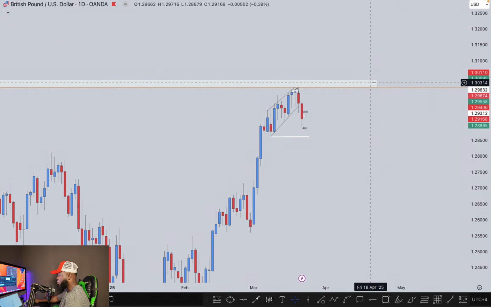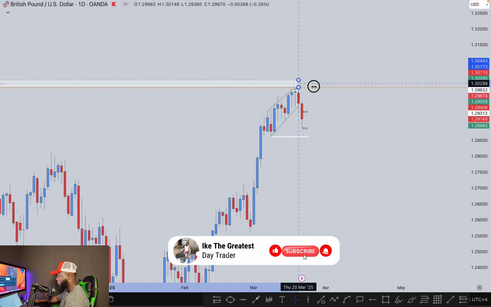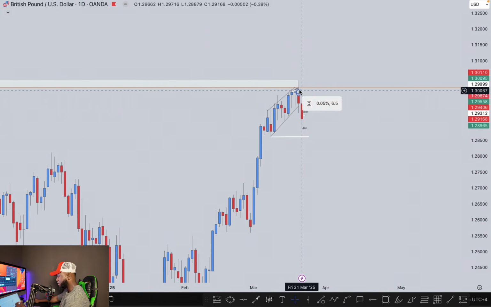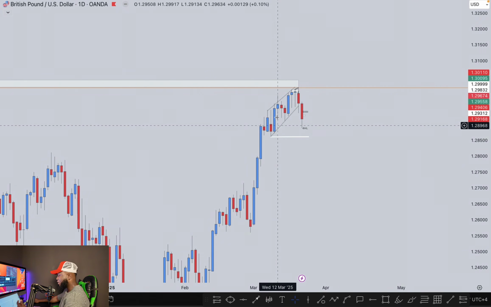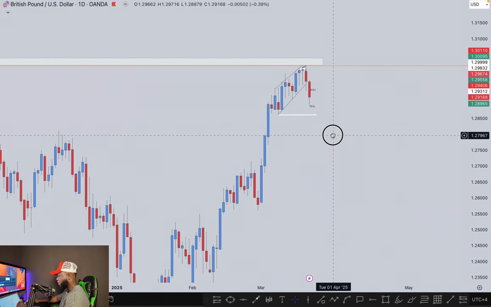But this is not really that important to me. This is only helping me or giving me information, right? So I'm not really selling here because I have this resistance level. The main thing that I want to look at is market structure. This, right? How are we approaching this area that I have marked as my resistance, right?